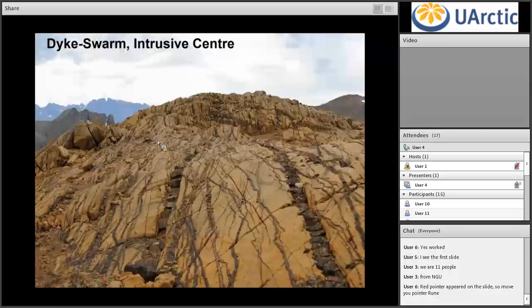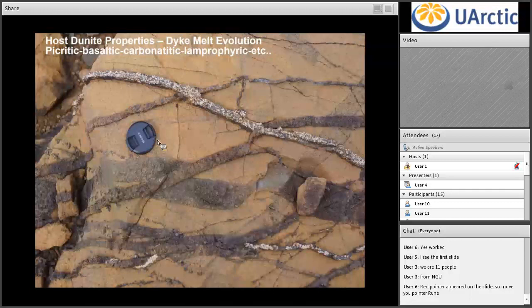If we take a closer look next, we can see that the dunite comprises the host, and the dikes in place comprise multiple compositions, going from very primitive picritic compositions to much more evolved alkaline and gabbroic compositions. If you look at the dike right underneath the camera cap, the Sony cap, you can see that for some of these dikes, the contact between the dunite and the dike is almost a bit hazy.